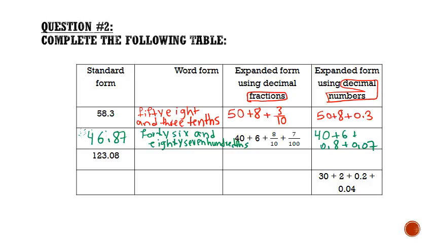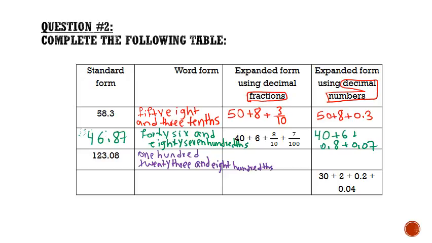Now the third one. Yes, Celine. 123.08. How do I write it? 123 and 8 hundredths. Very good. So why do I have to write hundredths? Because I have two digits in the decimal part.